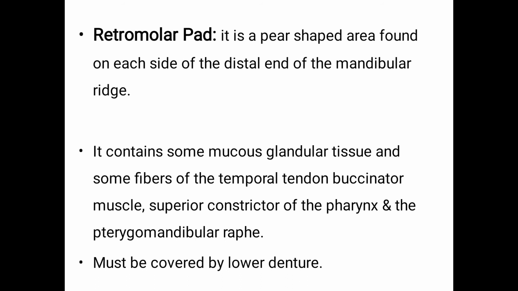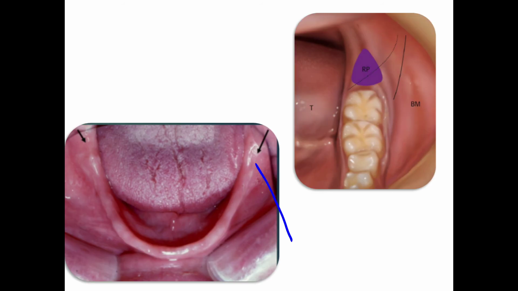Of course it has a collection of many muscles, and it has glandular tissue. The muscles we have are the temporal tendon, the buccinator muscle, the superior constrictor of the pharynx and the pterygomandibular raphe. And the important thing is it must be covered by the lower denture. The lower denture should cover the retromolar pad area. Okay, this is the retromolar pad area, as you see in these pictures.